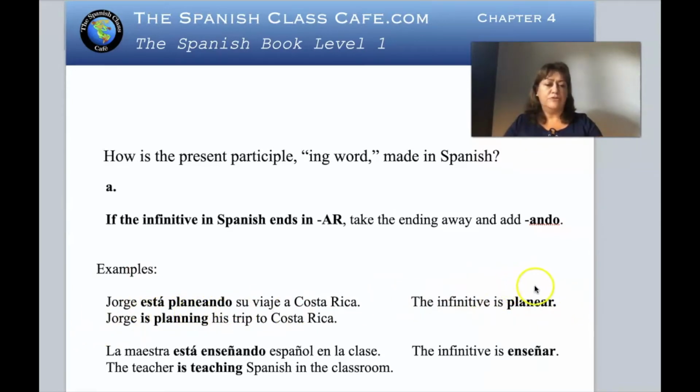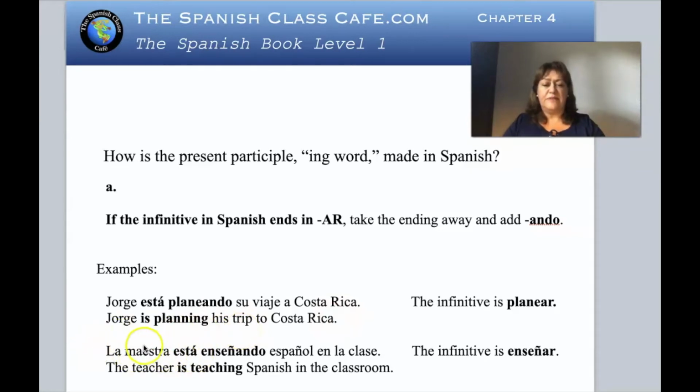planeando. Remember, you take the AR out and you substitute it with ando for all AR verbs. Now, don't add it to the AR. Some people forget to take it out and they add it. That's not correct. You have to take the AR out and add the ending ando. That is basically equivalent to ing for the AR verbs. Then this becomes Jorge está planeando su viaje a Costa Rica. Jorge is planning his trip to Costa Rica.